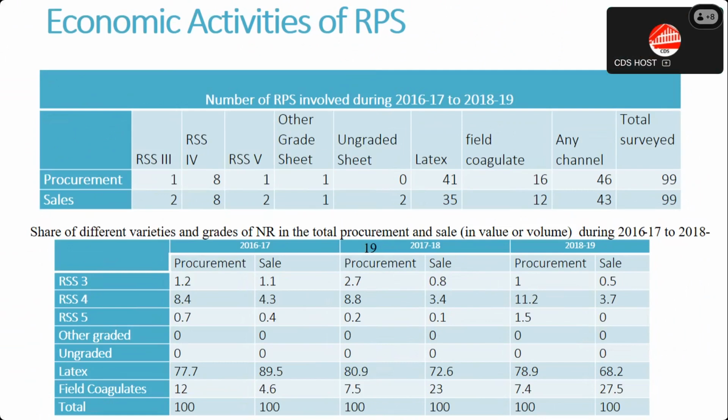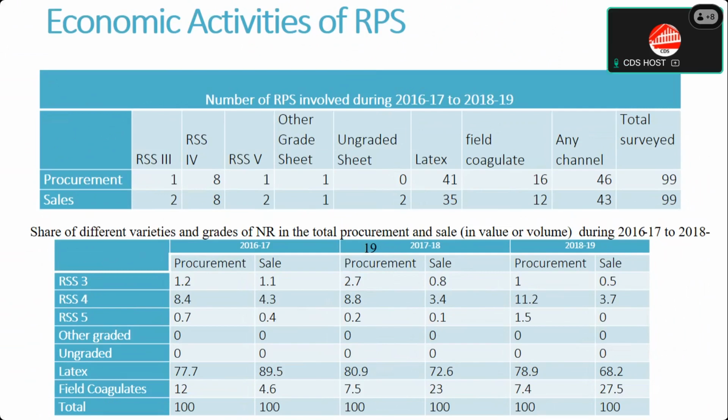The better ones actually are the RSS3, RSS4. In terms of quality and the market price that is available, RSS1 is the highest, then RSS2, RSS3, RSS4, and the price will fall accordingly. And then you have ungraded sheets also. Field coagulants and latex get the lowest price in the market.